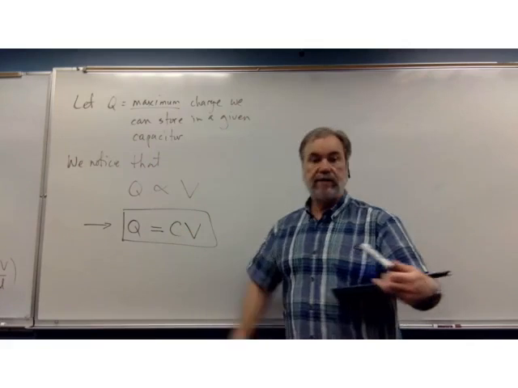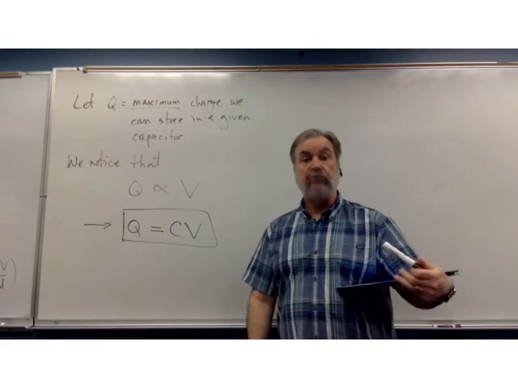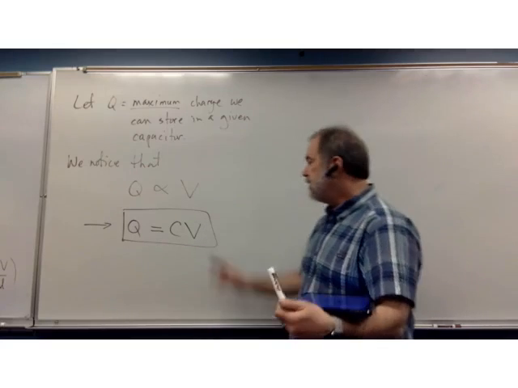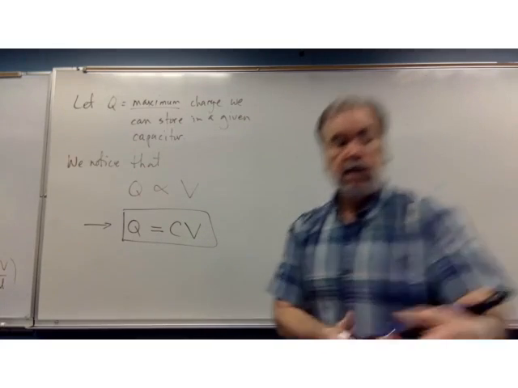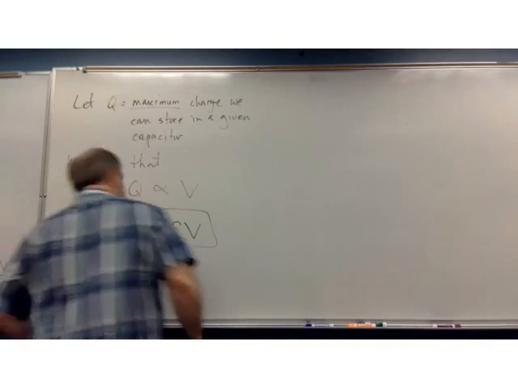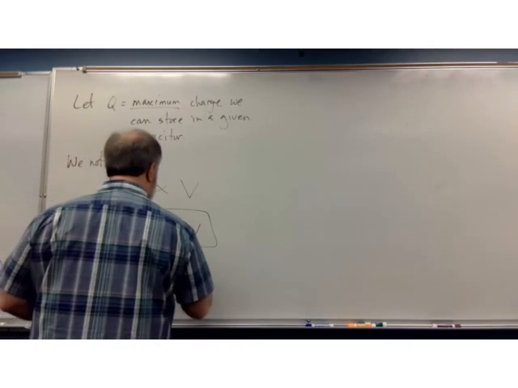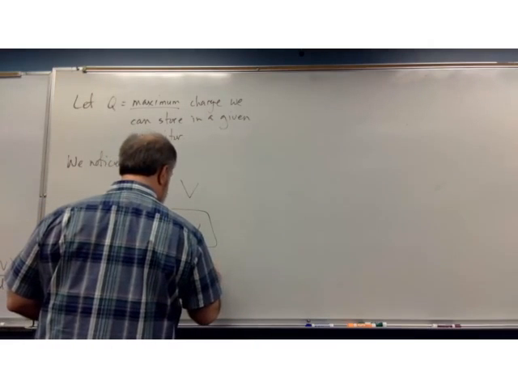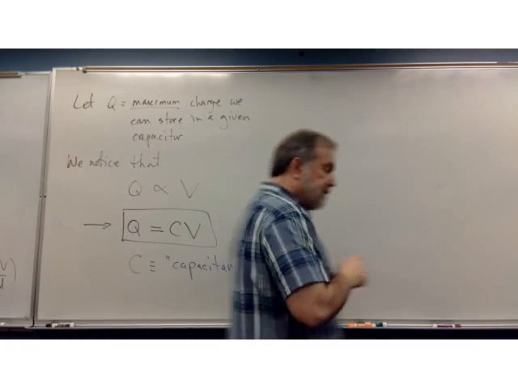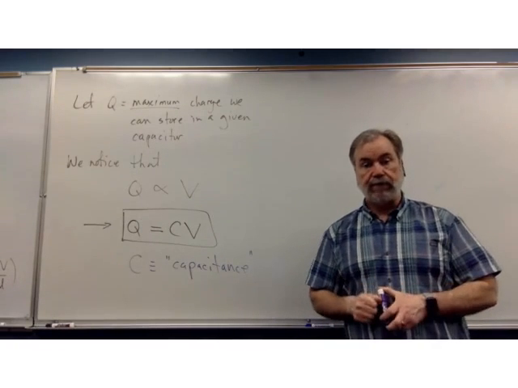Now, C is another proportionality constant. And like all proportionality constants in physics, it actually tells you something physical. It has a physical interpretation, carries physical information. In this particular case, C has a name. It is called the capacitance. It is a number that describes the capacitor itself.